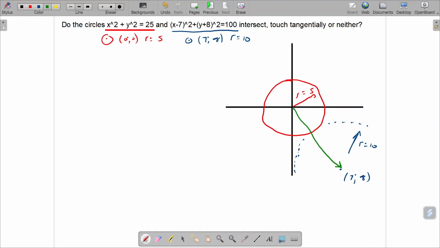Okay, so that is the key to the sum. So we will look at the distance here, the distance between two circle centers, which is going to be the change in x. So we know that it is going to be the square root of 7 squared plus 8 squared, which is 49 plus 64, which equals 113.